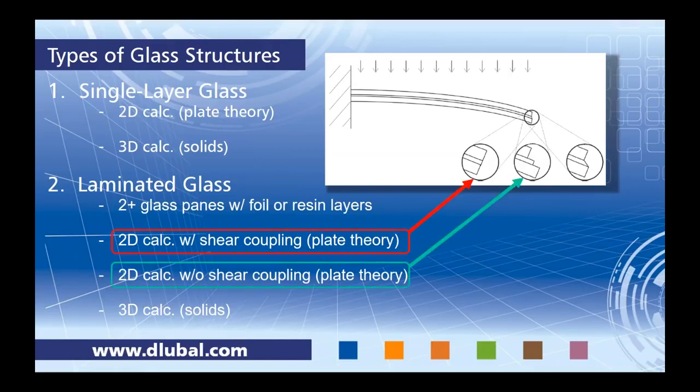Now, as far as the 2D calculation without shear coupling, this is still according to plate theory. Well, there will be no relationship in terms of the shear transfer between each of the individual layers, indicated by this second picture here. The third option is with solid. So what's nice about this is that we will actually account for the shear stiffness between those intermittent layers to come up with the exact shear transfer between the shear couplings.